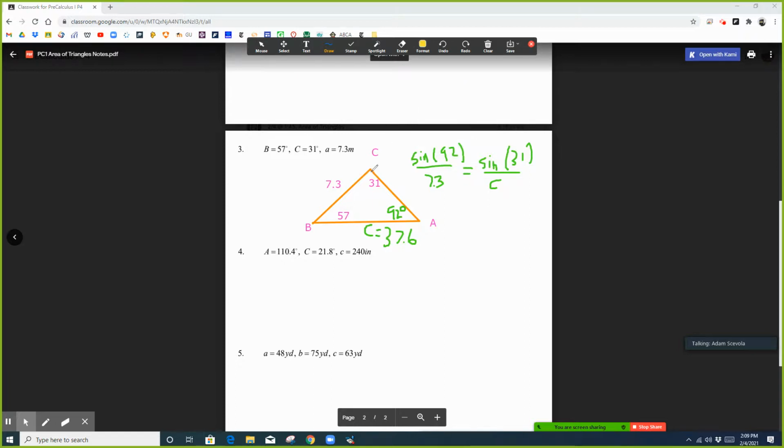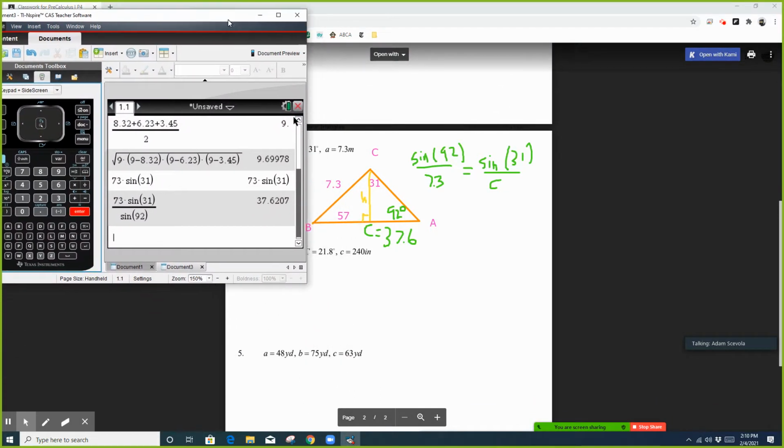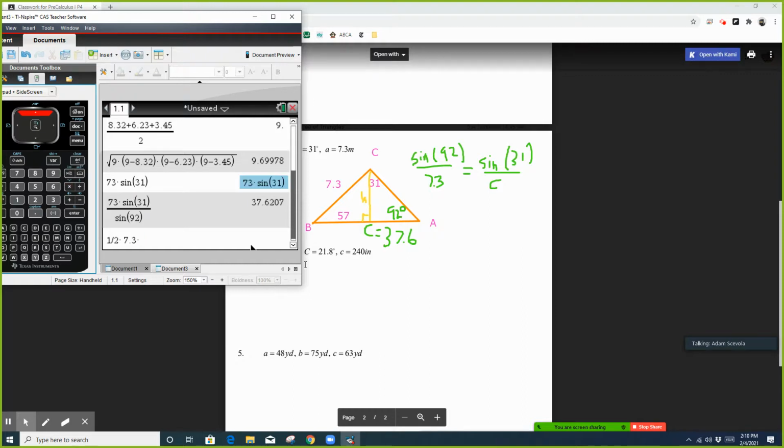Like I said earlier, you could then find the height by doing the sine of 57 equals h over 73, and then do 1/2 base times height. Or you could plug it right into that formula, which is kind of doing the same thing. So 1/2 times 7.3 times 37. Wait a minute. Something isn't right here. How is that side 7.3? Oh, no. Come on, guys. Can you tell me I made a mistake here?